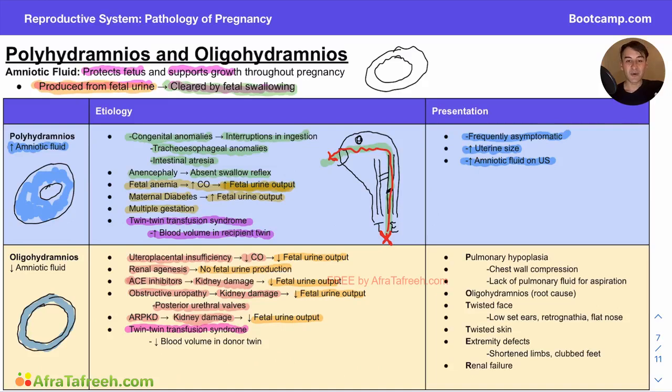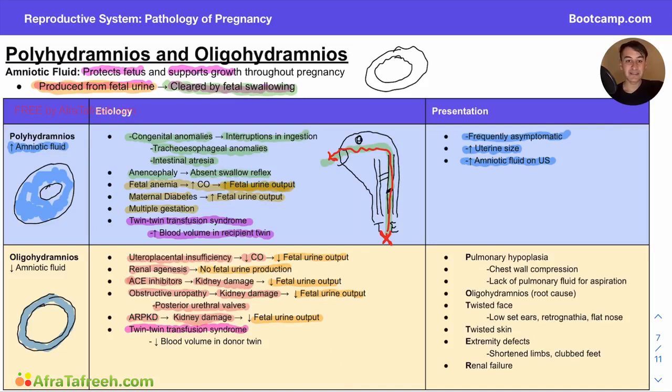I asked you guys to hold on to this, and essentially what's happening in twin-twin transfusion syndrome is that we have two fetuses that are going to be sharing the same placenta, and this placenta is shunting blood abnormally. So it's shunting a lot of blood to one fetus and not enough blood to the other fetus. And we talked about how blood is related to cardiac output.